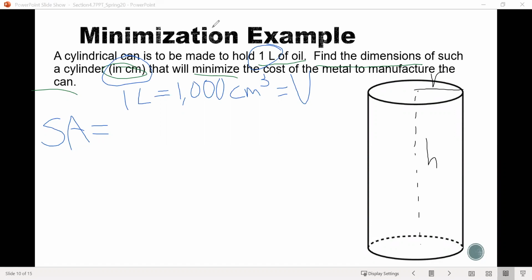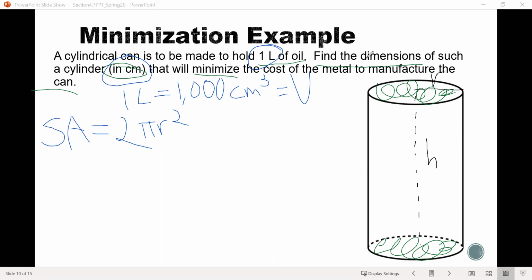So notice, for example, two of the faces we can see, I just kind of highlighted this, are the two circles on the top and the bottom. So we know that the area of a circle is given by pi r squared, but there are two of them. So we'll do 2 times pi r squared.